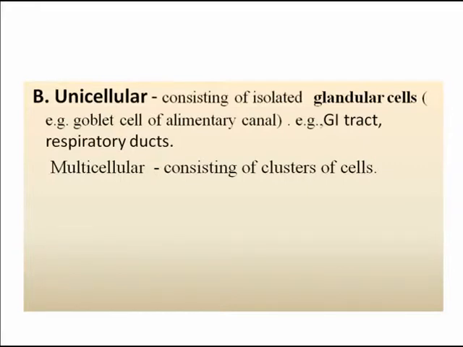For example, goblet cells of alimentary canal. And the other is multicellular. Multicellular means cluster of cells, multicells. Multicellular glands are composed of several cells. A multicellular exocrine gland has a duct and a secretory portion. So duct is unbranched in simple glands and branched in compound glands.